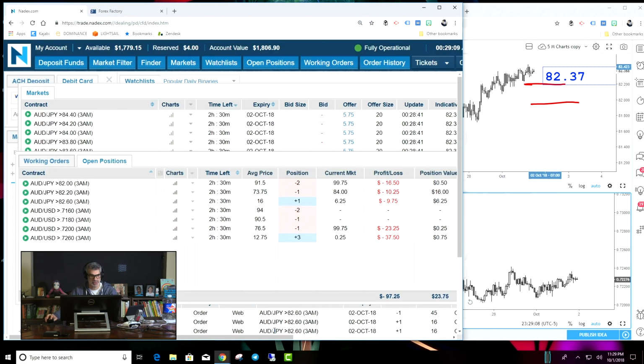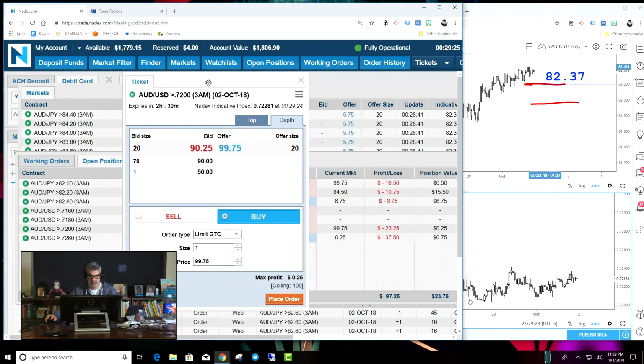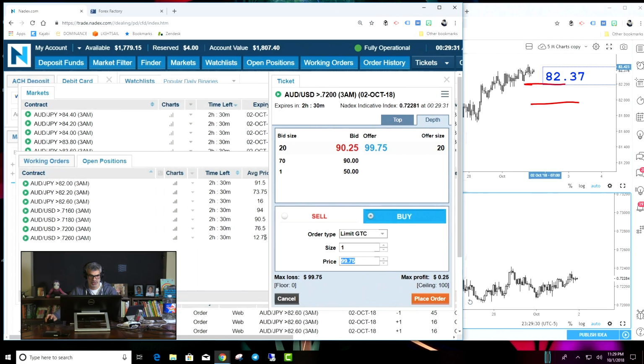All right, let's see. I have some contracts on the Australian dollar, US dollar. I will benefit if price jumps up, and I will benefit if price goes down. 72.28. I would get out of that if I made... So I risked 24 to make 76.